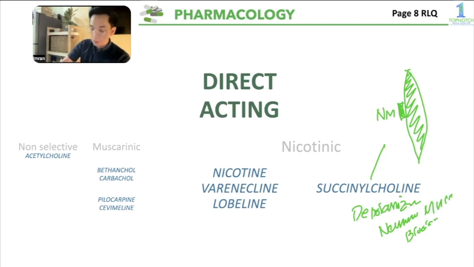Pag nag-bind si succinylcholine dun sa NM receptor, it does stimulation of the muscle. So magko-contract yung muscle, no? Pero si succinylcholine irreversibly binds there. So tuloy-tuloy niyang i-contract si muscle, no? Up to the point na mapagod si muscle. Mapapagod siya and it will cause flaccid paralysis, no? Mapaparalyze siya, hindi mo na siya masistimulate. Kasi di ba for an effective muscle contraction, kailangan mag-rest ng muscle, no? Lahat tayo kailangan mag-rest, no? So yun, kailangan din niya mag-rest, no?